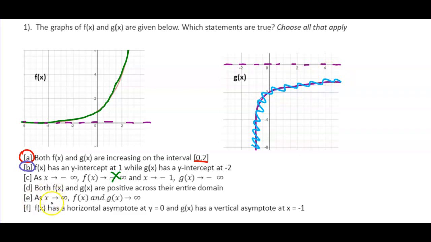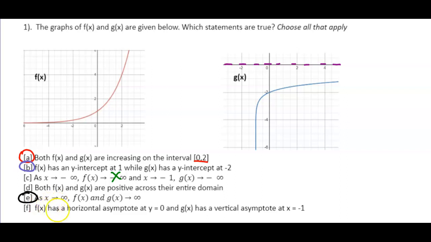E, as x approaches infinity, both f of x and g of x also approach infinity. So let's take a look at this one. As x approaches infinity, so as I go right, as my x's get bigger, both of them are going up, the y's are getting larger as well. So let's take a look at f of x first. As I go right, my y's are increasing, so that is true for f of x. Let's do g of x as well. As I read left to right, my y's are also increasing, so this is true.